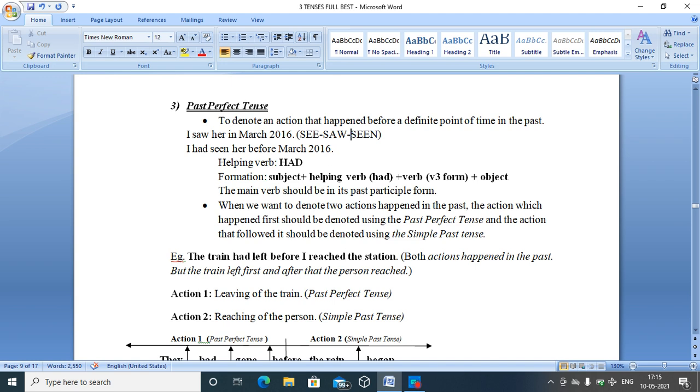So you make the sense that this is an action which is not even in the recent past, but even before that. To make sense of that, we make use of this tense.